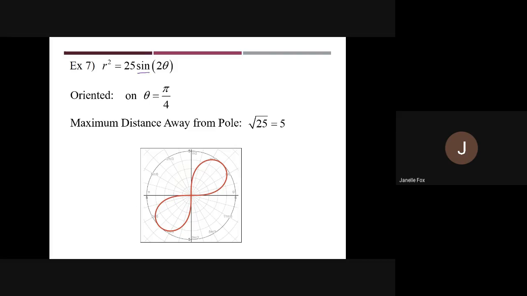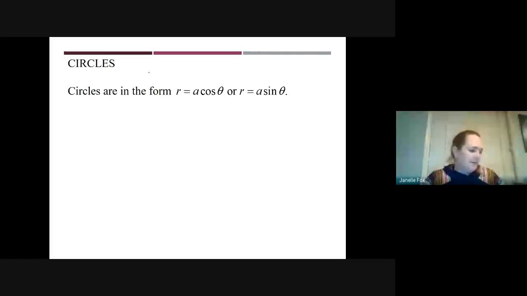Okay, we have one more type to go. Here we go. Circles. When we do our circles, it's going to be super easy, okay? The circles will have just a number in front of the sine or the cosine, and then notice that this theta right here is all alone. There is no number with the theta. Okay, but that's all right. You just know that it's going to be a circle.